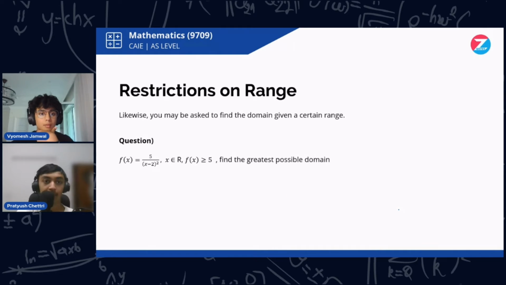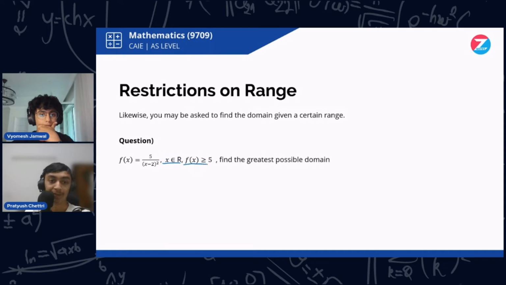Okay. And similarly, like we just restricted range, we can also restrict domain. And this can be a little more confusing, but we'll look at something in the future that'll help us with this. So here's this question. f(x) = 5 over (x minus 2) squared, x belongs to real numbers.